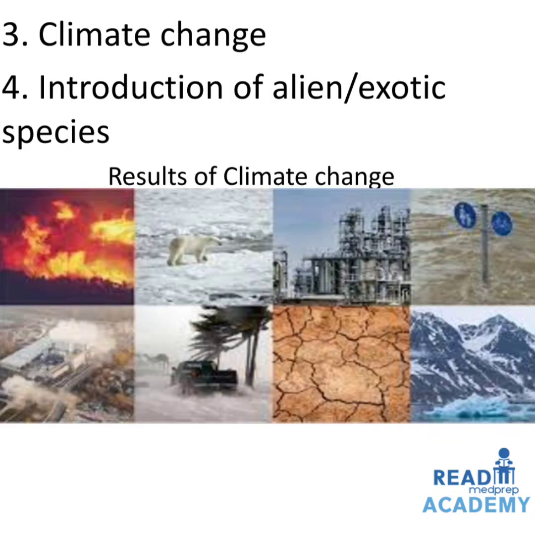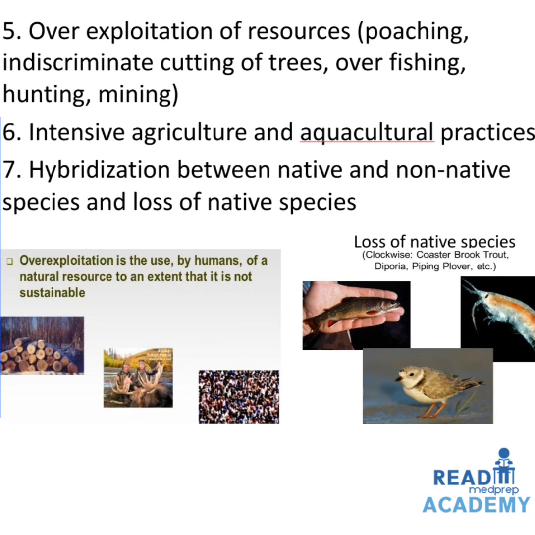Climate change. As results of climate change, you can see the forest fires, glaciers melting, industrialization, flash floods, tsunamis, cyclones, droughts, landslides. All these are the results of climate change. Introduction of alien and exotic species, overpopulation of resources like poaching, indiscriminate cutting of trees, overfishing, hunting, mining. Overexploitation, as in the image, is the use by humans of natural resources to an extent that is not sustainable.